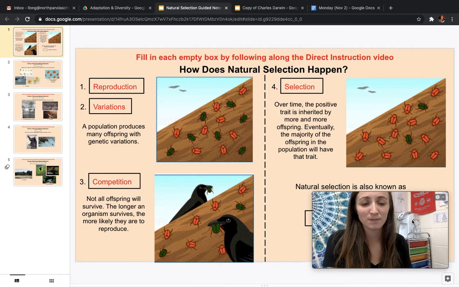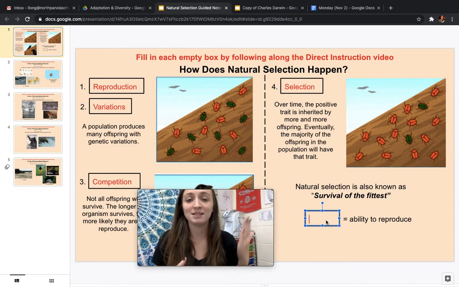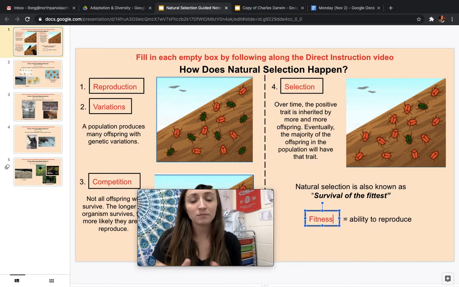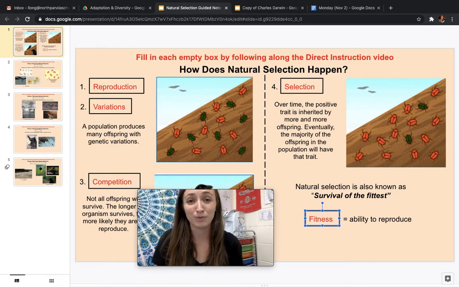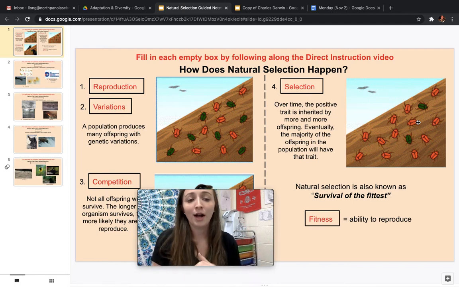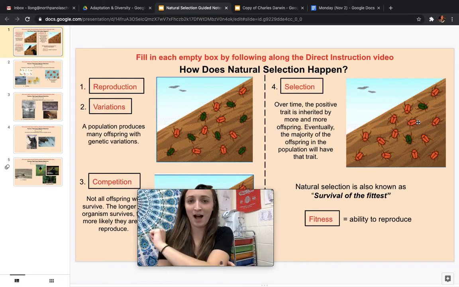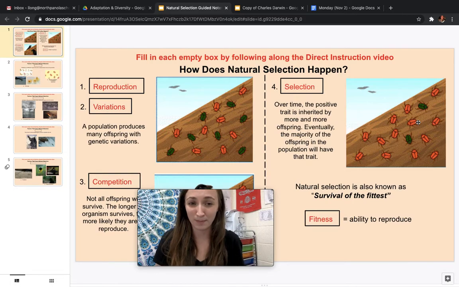So another way you may have heard of natural selection being referred to is survival of the fittest. And that is exactly what is happening. Fitness is just a term that we use to talk about the ability of a certain organism to reproduce. So in this case, the orange beetles have a high level of fitness. Fitness isn't talking about how physically fit you are. I mean, sometimes it does, but in this case, fitness is talking about, can you reproduce? Can you actually make an offspring? So the orange beetles have a high level of fitness. The green beetles, a low level of fitness. They're not very fit to the environment.